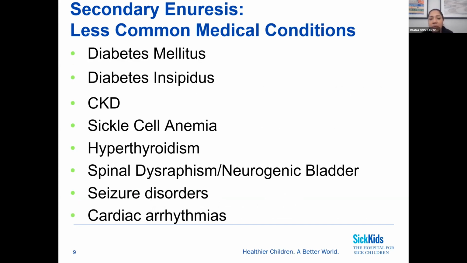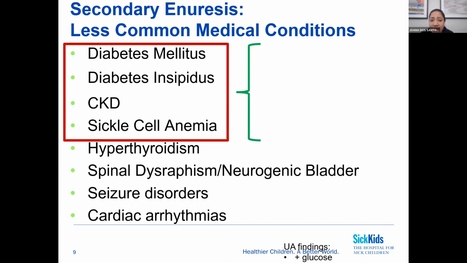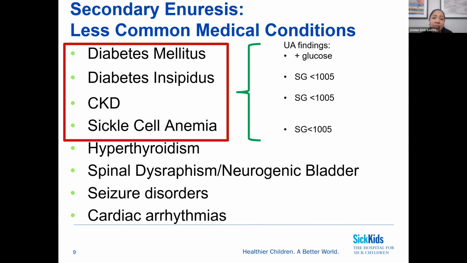In terms of less common medical conditions, but serious to consider, we need to think about diabetes mellitus, diabetes insipidus, chronic kidney disease, sickle cell anemia, hyperthyroidism, spinal dysraphism, neurogenic bladder, and more rarely, seizure disorders and cardiac arrhythmias. In terms of the 4 initial diagnoses in this list, a simple urine analysis may be very telling as a screening test, right? So a child with diabetes mellitus will invariably have the presence of glucose in the urine analysis. A child with diabetes insipidus, CKD, and sickle cell anemia and enuresis will certainly have a low specific gravity, showing a very poor concentration capacity of the renal tubules and medulla.